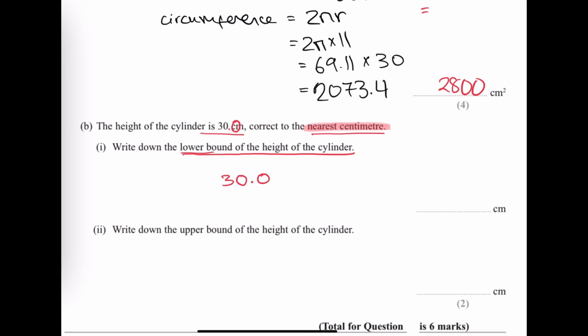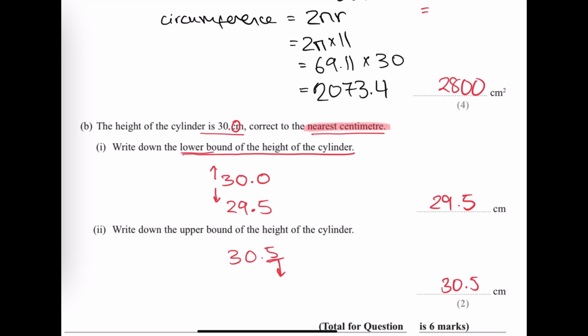Since it's 30, you want to see what goes up and what goes down. So what's the lowest it can be so that we can still round it to 30 to the nearest centimeter? This will be 29.5, because if you see 29.5, you'll always round it up. So this is the lower bound. And the upper bound will be 30.5. So in upper bounds, we always go up to 5, even though in any other scenario you'd round differently. But for bounds, you do it this way.